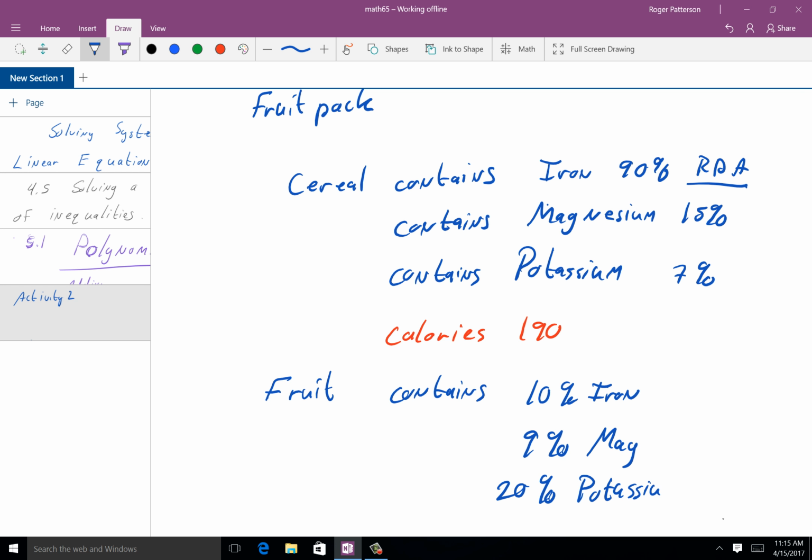So first I'm going to start with the iron. So I need to set up a variable for cereal, and I need to set up a variable for fruit. So what should we pick for cereal, X or Y?